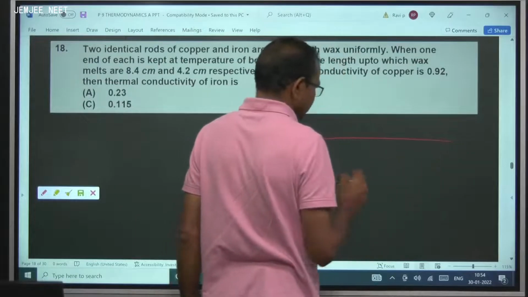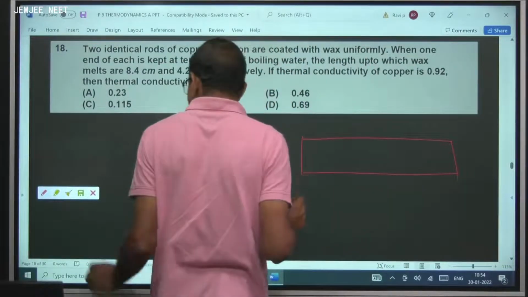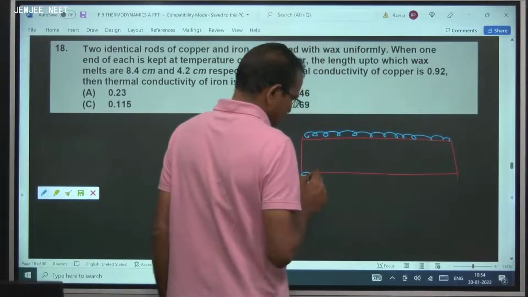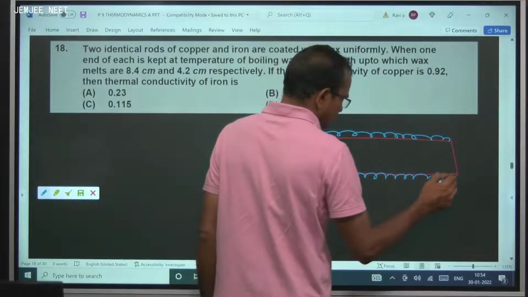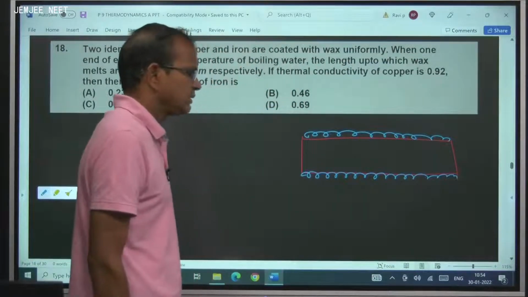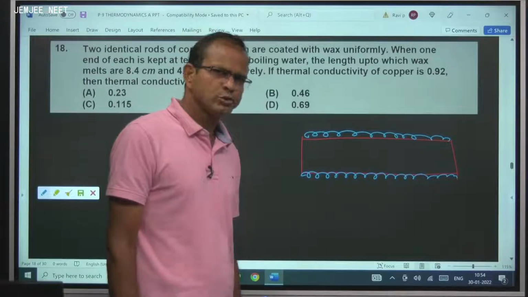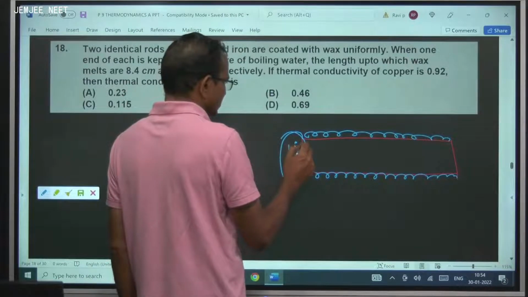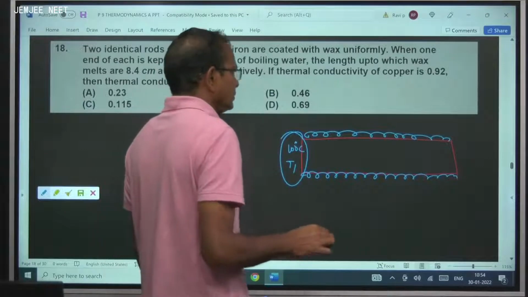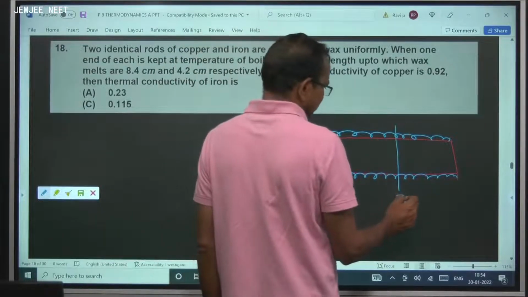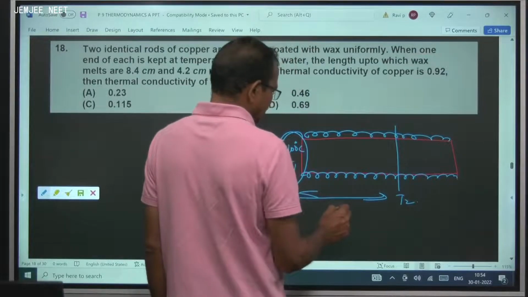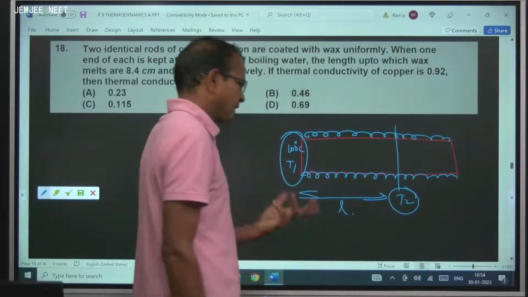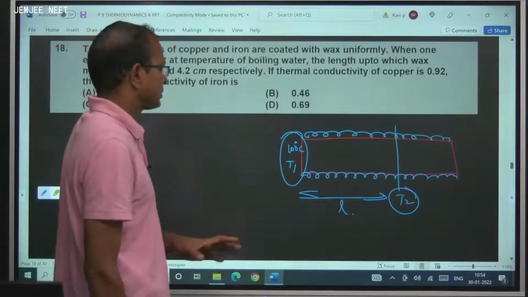This is a rod. This is wax coated. Sir, we can use JA into T1 minus T2 by L. Yes, you can use it. Correct, what you say is right. So this is 100 degrees Celsius, say T1. This is the melting point of wax, T2. This is the length L. At a particular temperature it melts. That's all. Let's take it as T2.